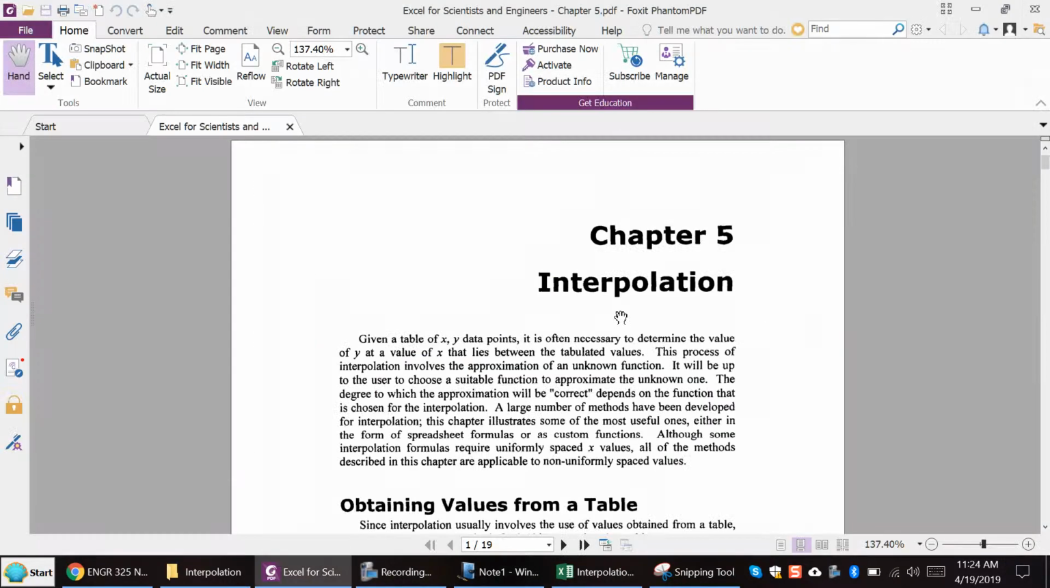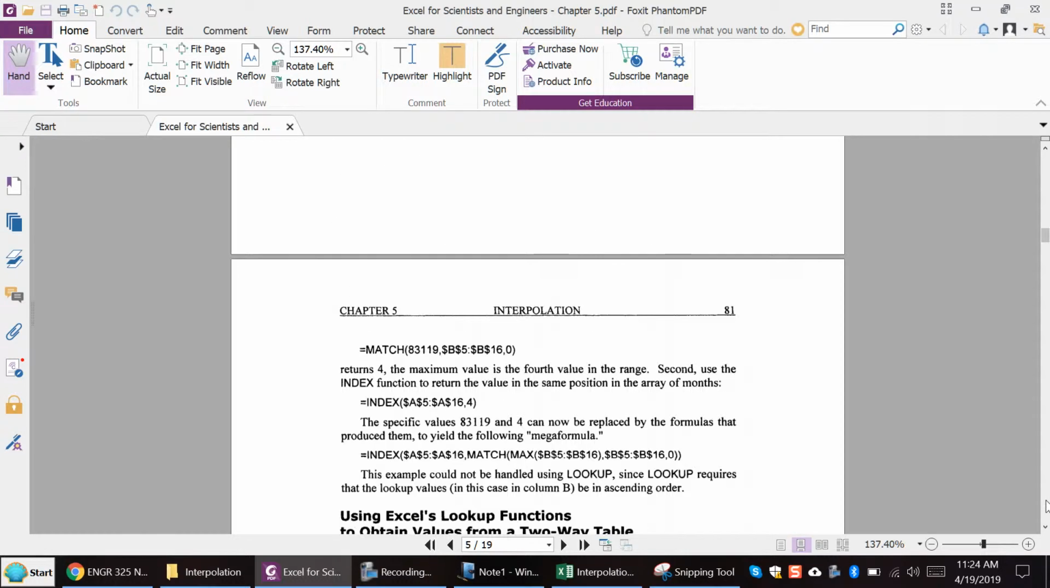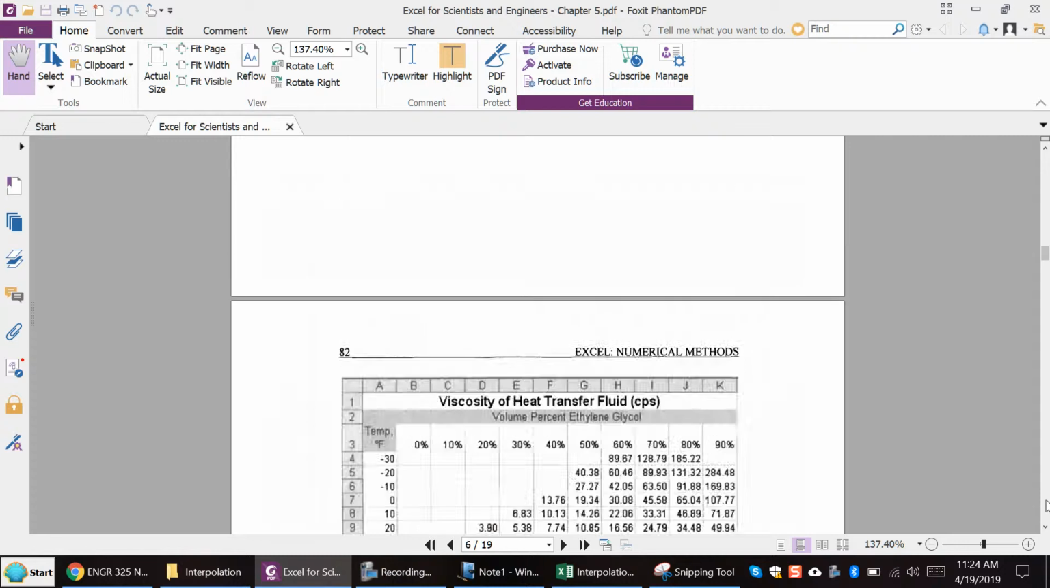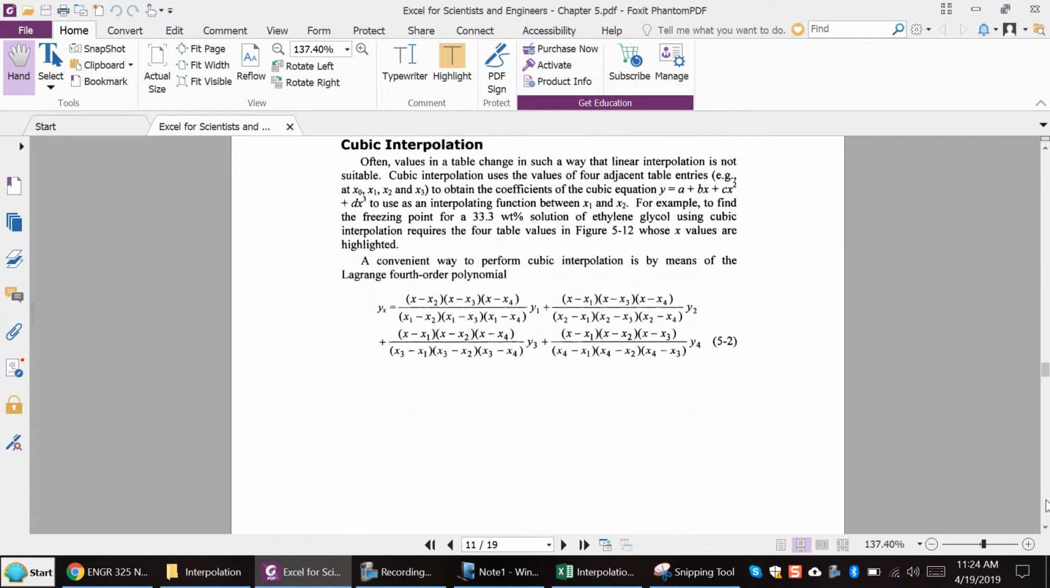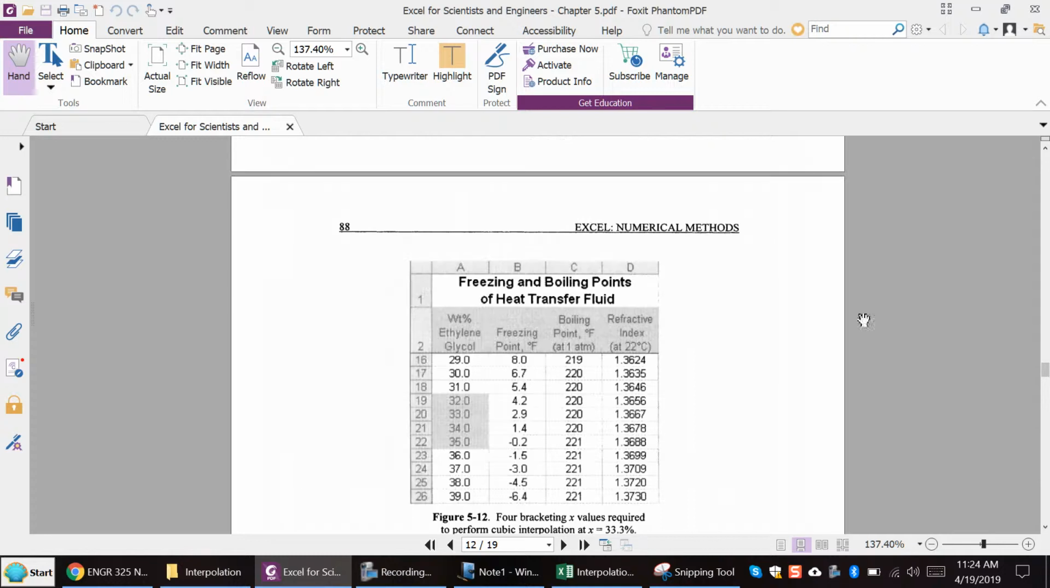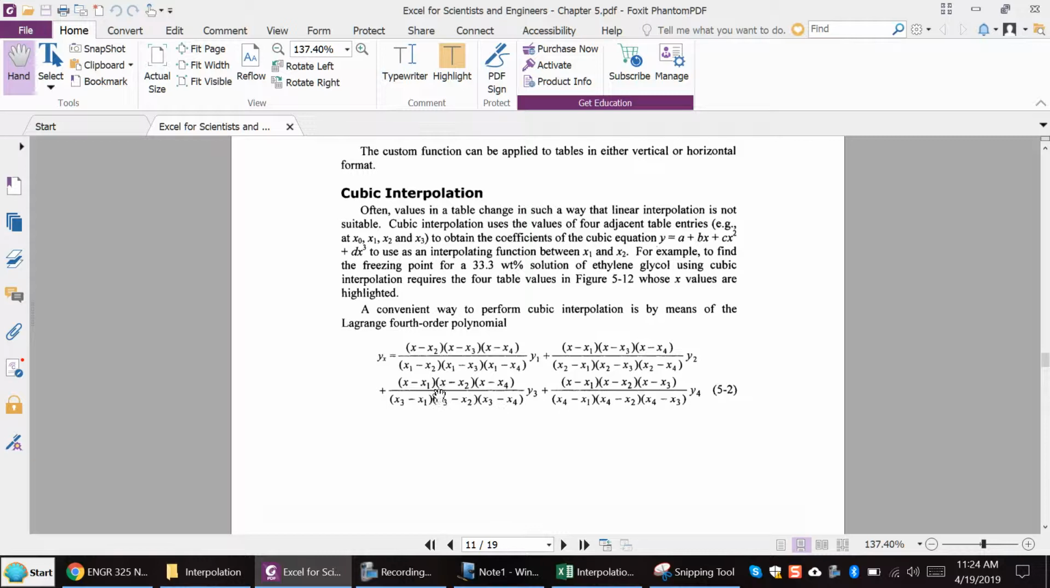Okay, this is a little more complicated, but all it is is fitting a third order polynomial. That's really it. And somewhere in here, I just saw there is the formula for cubic interpolation. All right.